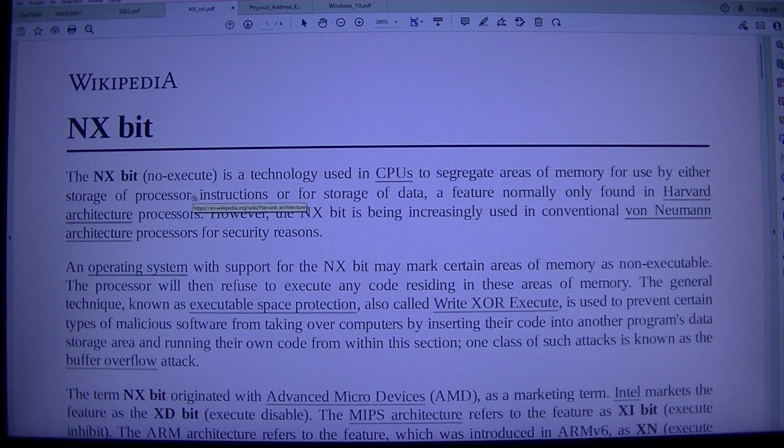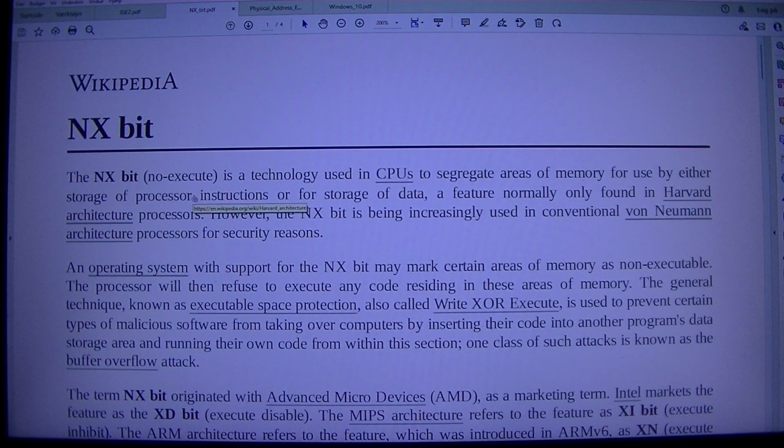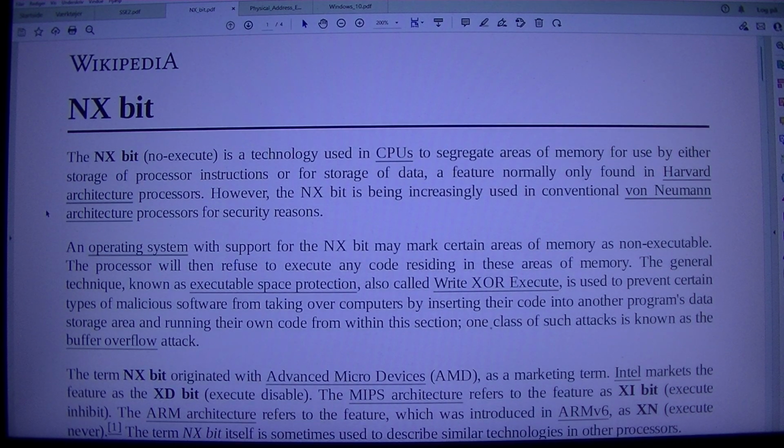NX bit. The NX bit, no execute, is a technology used in CPUs to segregate areas of memory for use by either storage of processor instructions or for storage of data, a feature normally only found in Harvard architecture processors. However, the NX bit is being increasingly used in conventional von Neumann architecture processors for security reasons. An operating system with support for the NX bit may mark certain areas of memory as non-executable. The processor will then refuse to execute any code residing in these areas of memory.